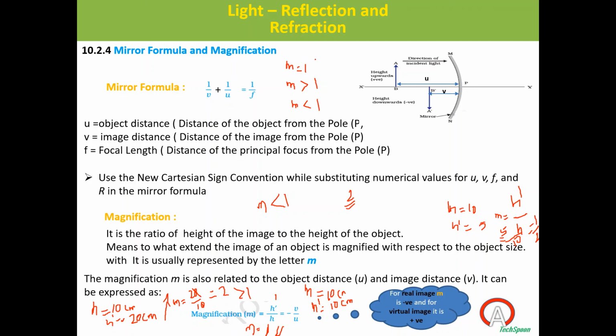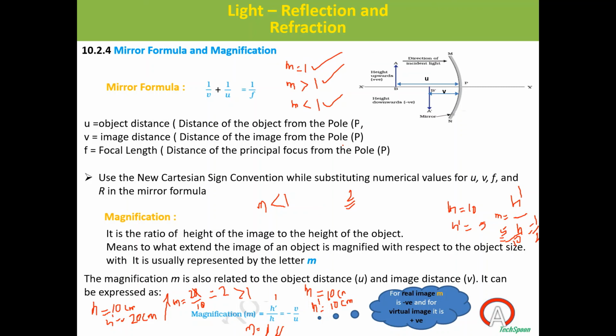So from magnification, what will you get? If m is equal to 1, image height and object height are the same. There is no magnification. If m is greater than 1, magnified, what does it mean? Image height is increased, you will get an enlarged image. If m is less than 1, you will get what? Diminished image. Understood, Abhijit? Adish? Anjana? Clear, right? So that is the importance of magnification.